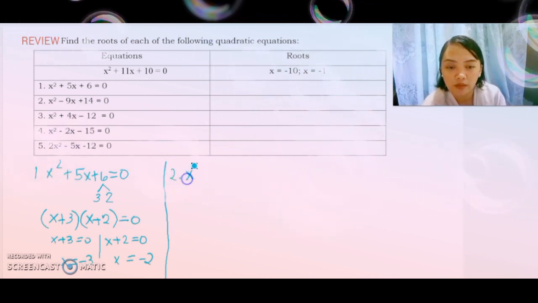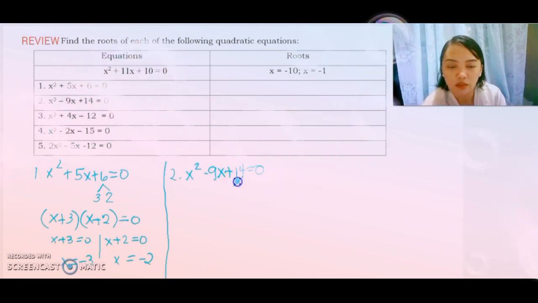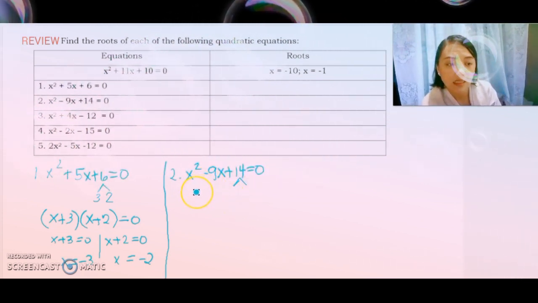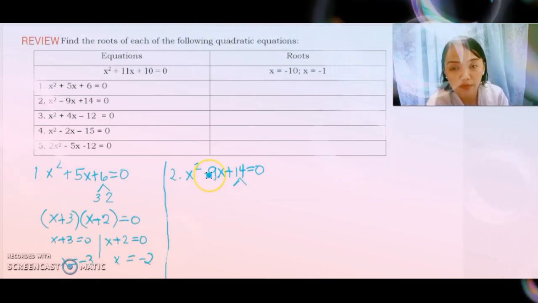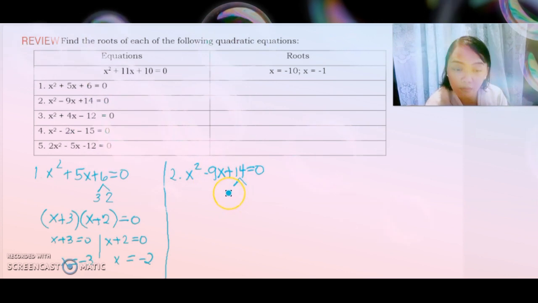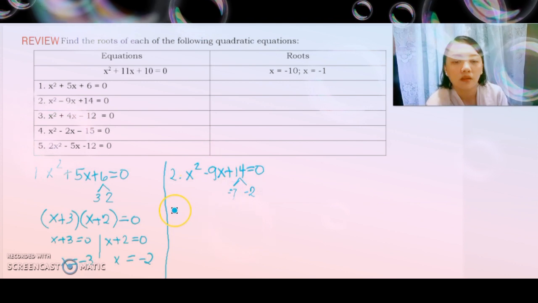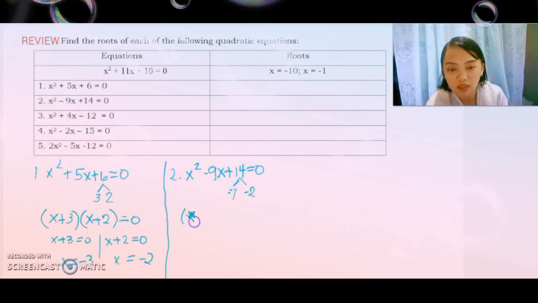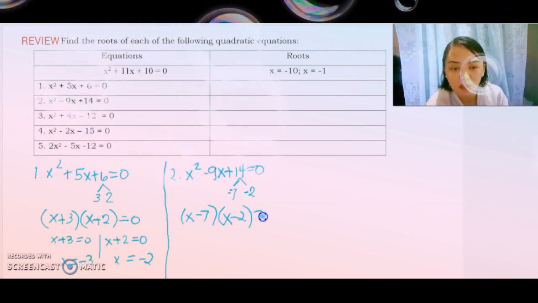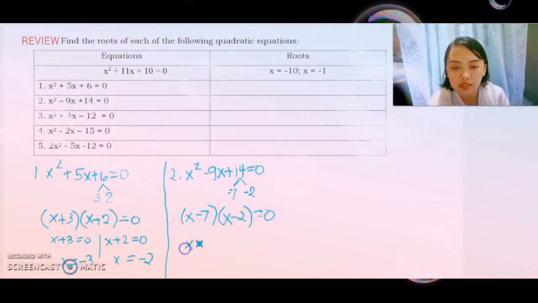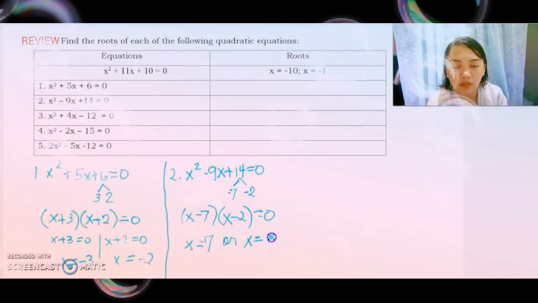x squared minus 9x plus 14 equals 0. Again, what are the factors of 14 that when added give negative 9? 14 is 7 times 2. Since the middle term is negative and the last term is positive, both factors are negative. So we have negative 7 and negative 2. The factors are x minus 7 times x minus 2 equals 0. Solving for x, we have x equals positive 7 or x equals positive 2.